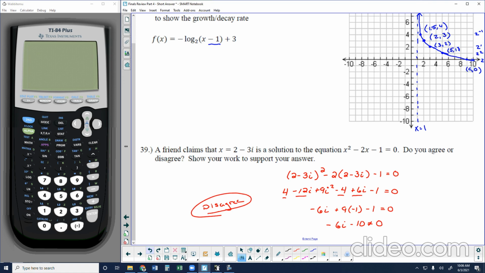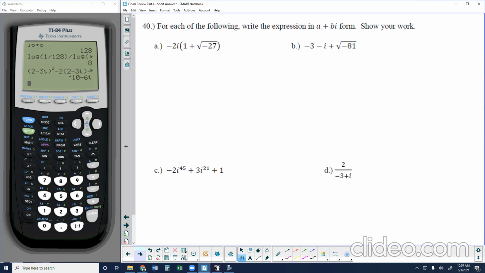Now you can also check that on the graphing calculator. I did the multiplication by hand to show that work, but I can also include a check on the calculator here by typing in the equation and inputting 2 minus 3i for x, as we have written down. And then the calculator will simplify it for me. And it confirms that it is negative 10 minus 6i, which is the same as negative 6i minus 10. So this is no solution.